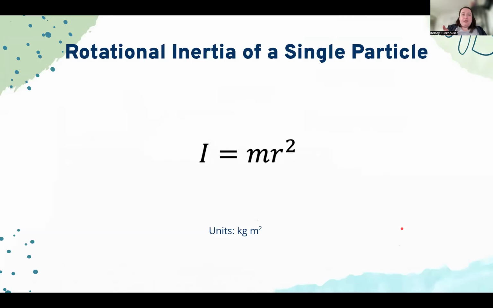So this equation is the rotational inertia of a single particle. It's given by I equals mr squared, where m is the mass, or the linear inertia, and r is the distance from the axis of rotation. The units of this are just kilograms times meter squared, nothing fancy. Inertia doesn't get its own unit.